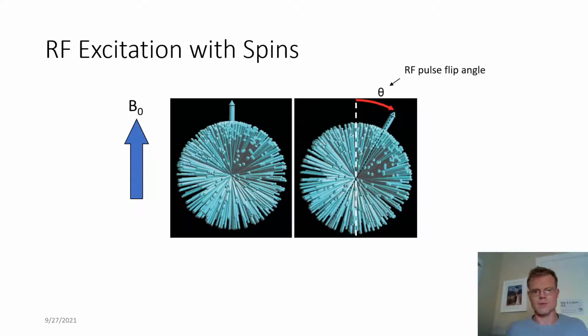But before I get into that, I almost forgot, I do want to introduce this concept of the RF pulse flip angle. This is the angle away from what we say is the z-axis, the main direction of the B0 field. So the angle that the net magnetization makes from the B0 direction is called our RF pulse flip angle.